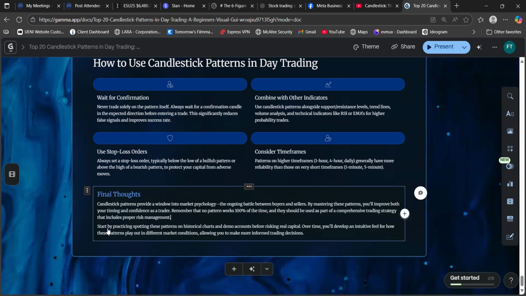Okay. So you start by practicing spotting these patterns on historical charts and demo accounts before risking real capital. Over time, you will develop an intuitive feel for how these patterns play out in different market conditions, allowing you to make more informed trade decisions. Okay.